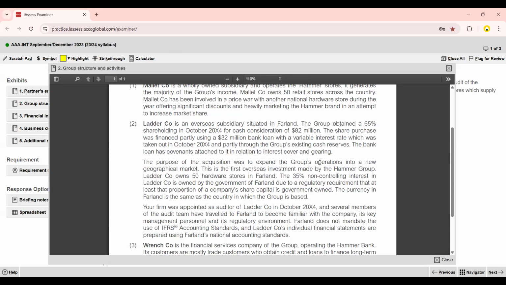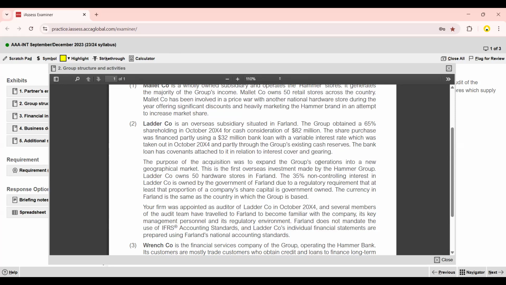This is an important line for the business risk and the risk of material misstatement. We know whenever any covenants are attached to a loan, there is a possibility of breach of covenants, and if covenants are breached, then the bank may demand immediate repayment of the loan. This will affect the liquidity position of the company, which may cast doubt on the group's ability to continue as a going concern.